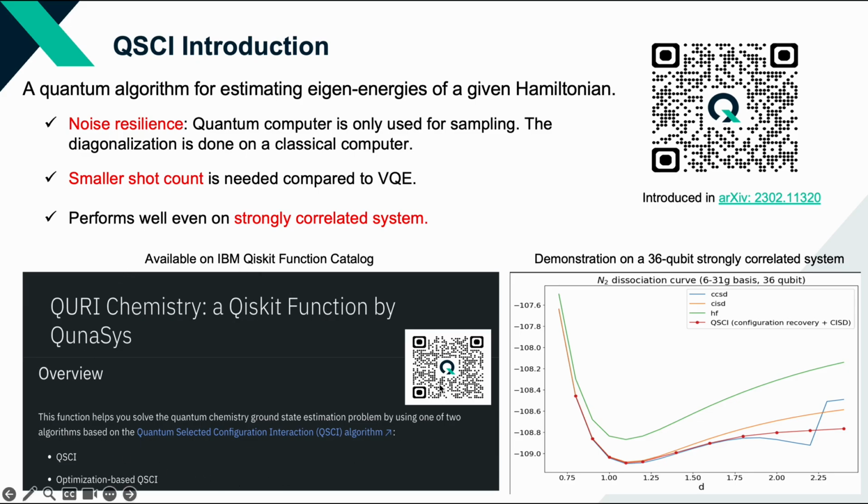The QSCI algorithm has been selected to be one of the first algorithms to be released in the IBM Qiskit function catalog, where you can access it by scanning this QR code over here. And there, we demonstrate a 36-qubit strongly correlated system, and the dissociation curve was reproduced faithfully.